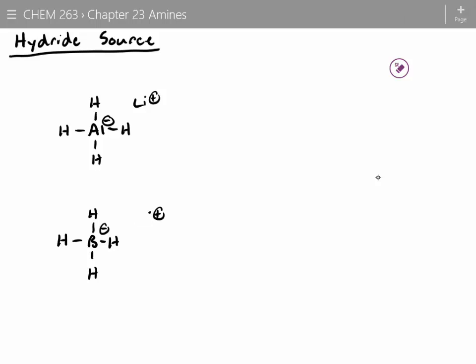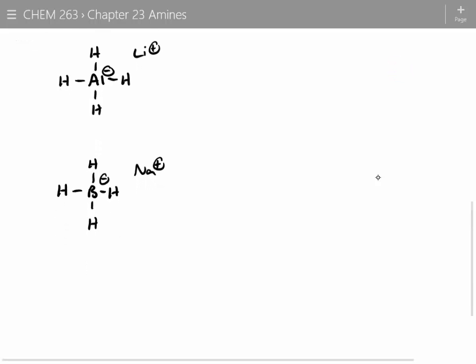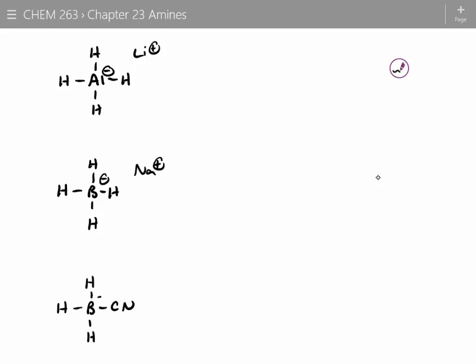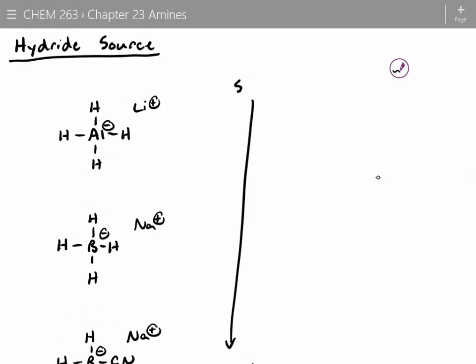Oh, that should be a sodium, not a lithium. And then the next one we're going to learn about today has a cyano group replacing one of the hydrogens. That's the weakest. So essentially we have a scale of weak to strong.